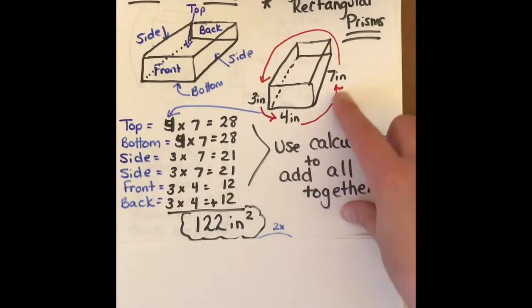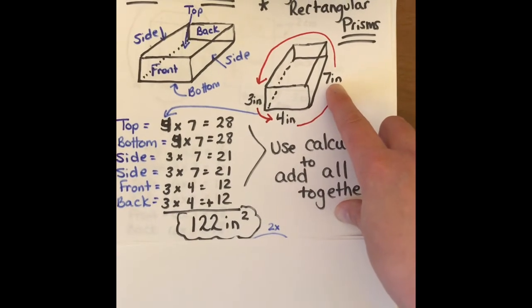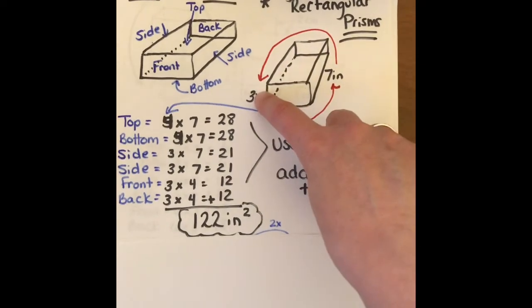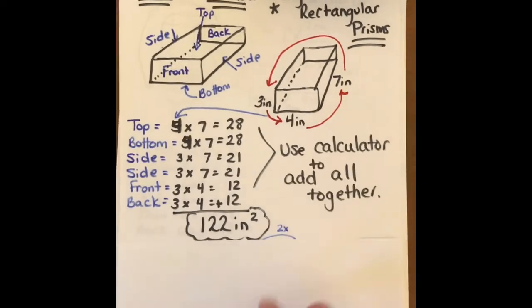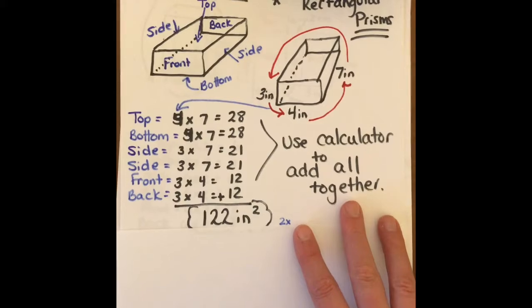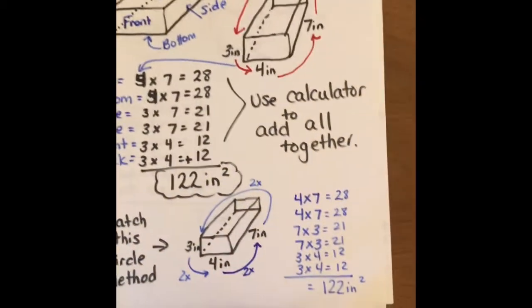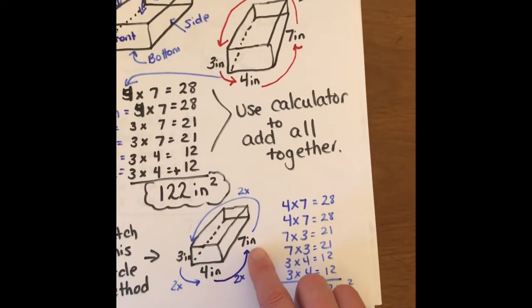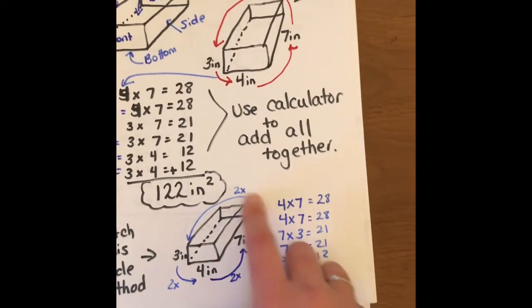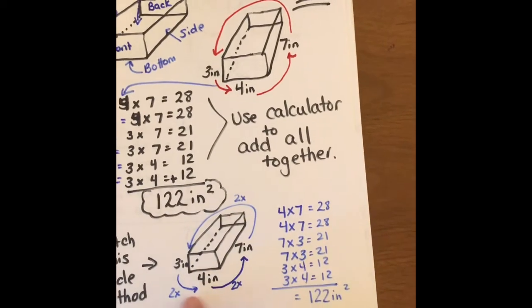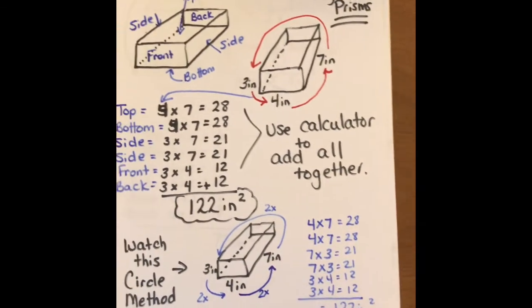So first part of the circle, 4 times 7, do it 2 times, 7 times 3 twice, and 3 times 4 twice. That way you're hitting all of the dimensions that you need to. Here's another one. So first one, 4 times 7 twice, 7 times 3 twice, and then 3 times 4 twice. That's the same one.